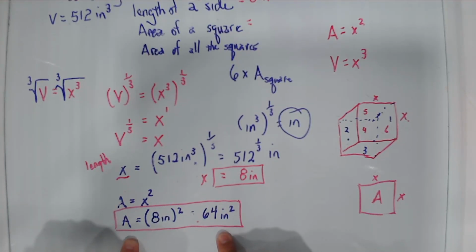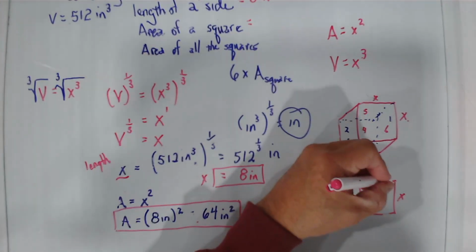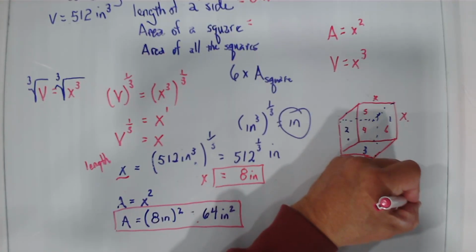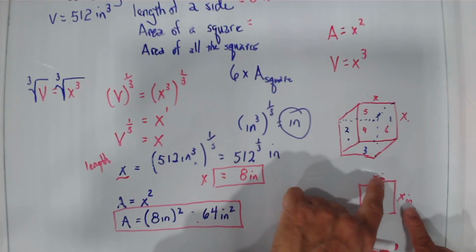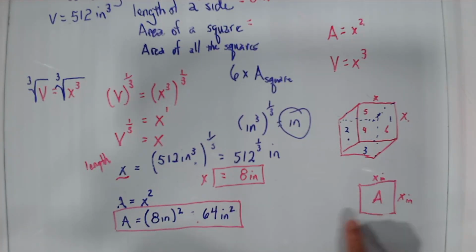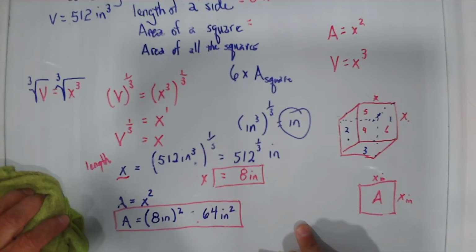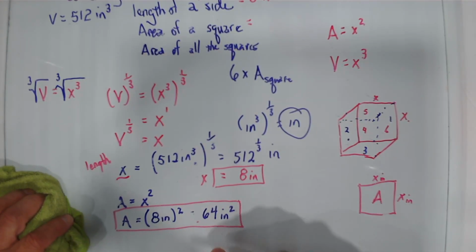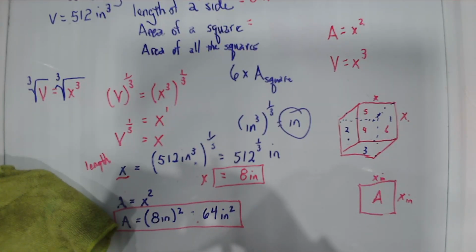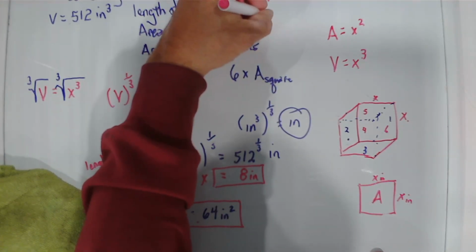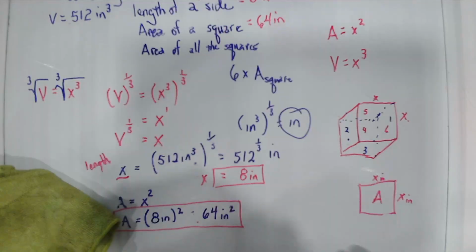So the area is 64 inches squared, and that makes sense because our x is in inches, and if you multiply inches times inches, you're going to end up with inches squared, which is exactly the units for area. So that takes care of that. So we know area is equal to 64 inches squared. So I'm going to write it down here. 64 inches squared.